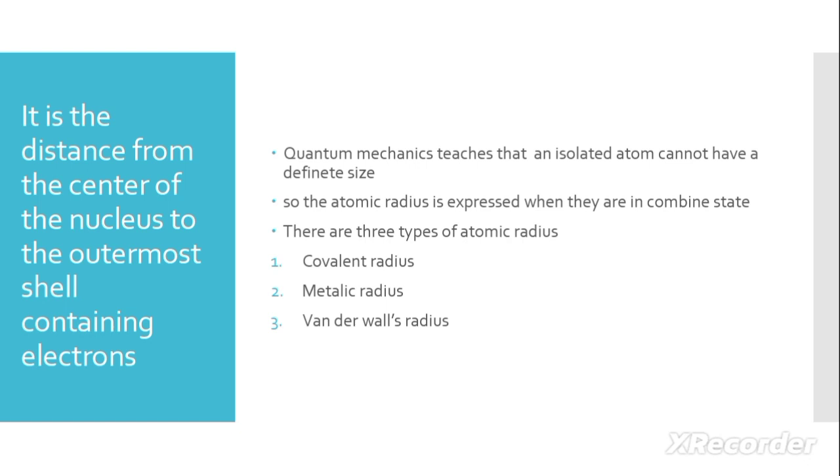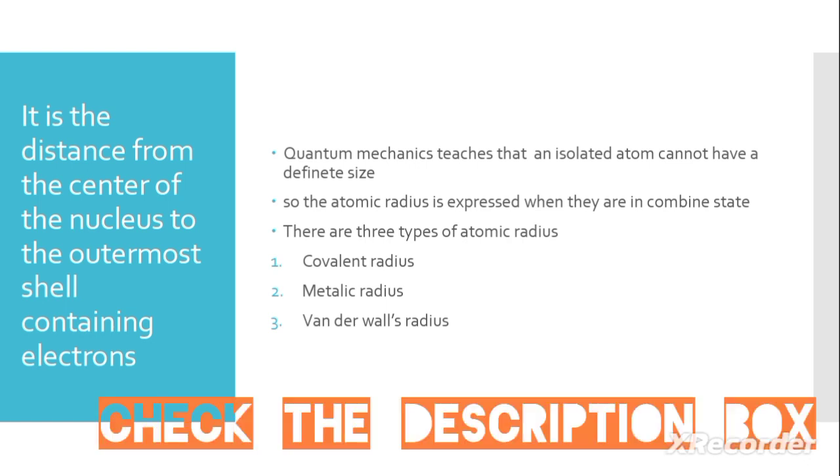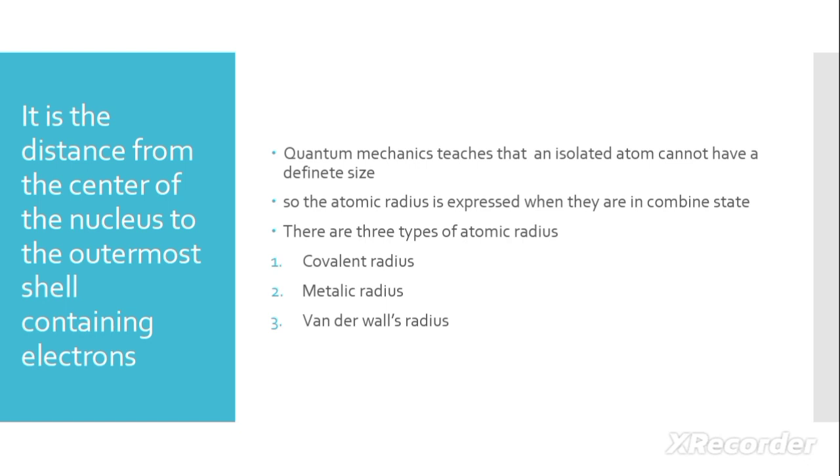So, we define the atomic radius when the atoms are in a combined state. To give the atomic radius of an atom, we should consider their combined state, that means when they are engaging in a bond. Always there should be a bond in the atom to define its atomic radius, right?